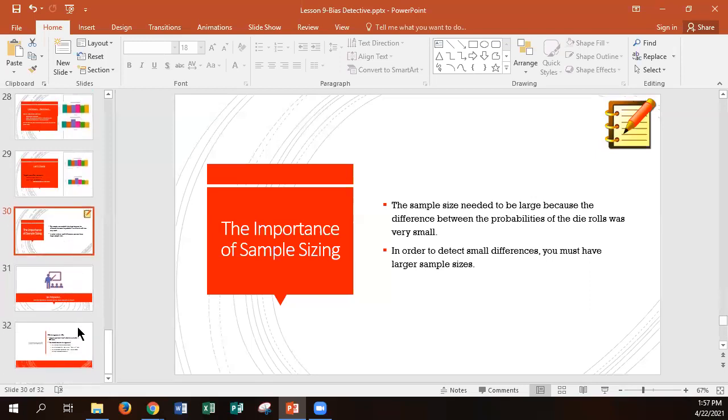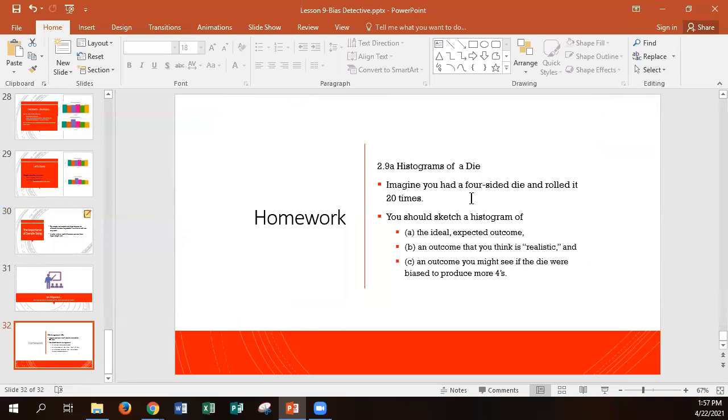And then the last thing I want to talk to you guys about is your 2.9a homework. Okay, so your 2.9a is your homework assignment for this lesson. In this lesson, you have a scenario. It says, imagine you had a 4-sided die and you rolled it 20 times. Okay. So a 4-sided die, I want you guys to think about what's the probability of getting each side on a 4-sided die. If a 6-sided die probability is 1 out of 6, right? What's the probability for a 4-sided die? 1 out of 4. Very good, right? Good, Ash. So 1 out of 4 or 0.25.